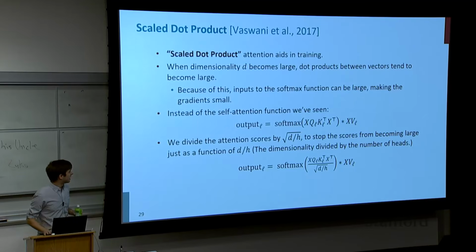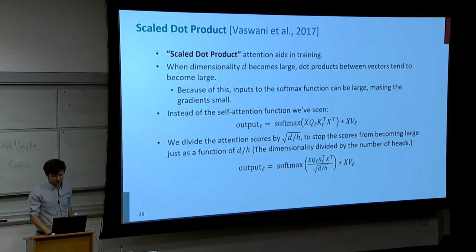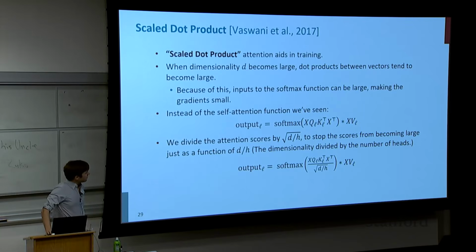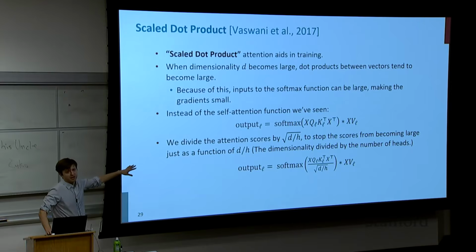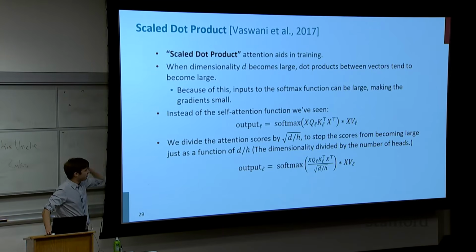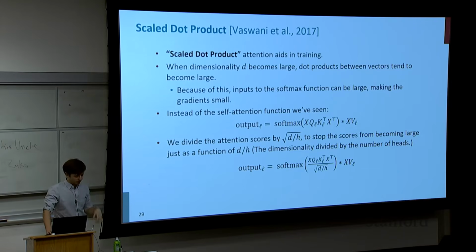So this is sort of like a nice little important thing to know. That's called scaled dot product attention. From here on out, we'll just assume that we do this. It's quite easy to implement. You just do a little division in all of your computations.